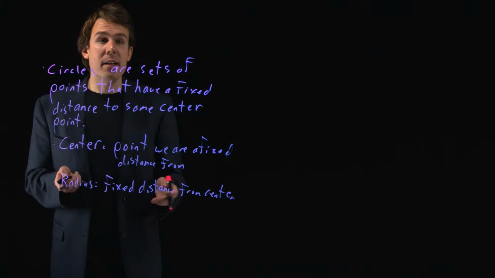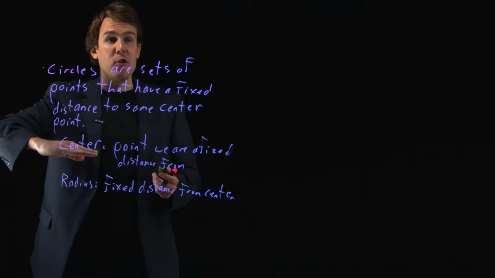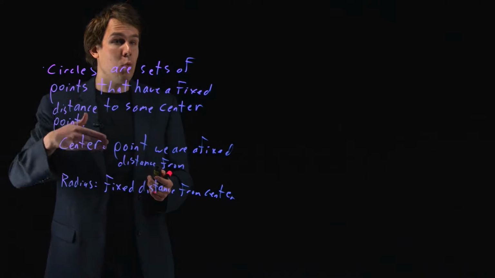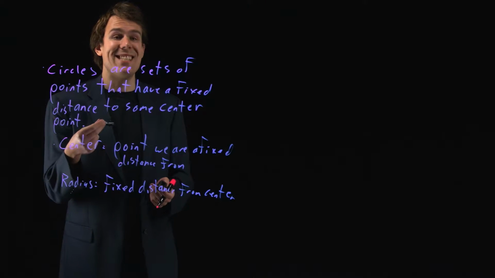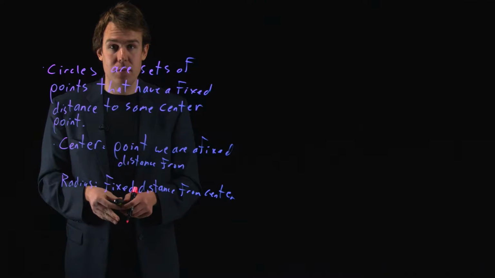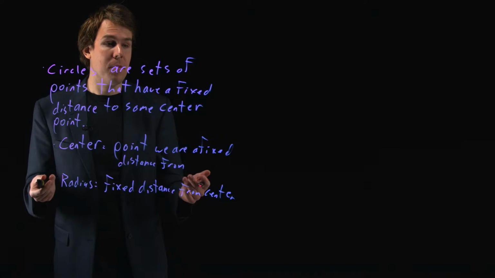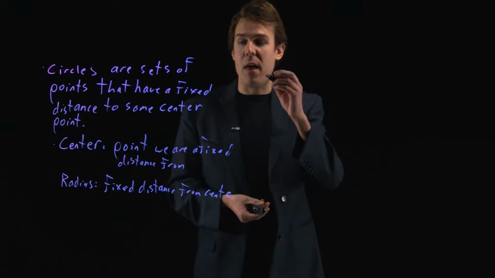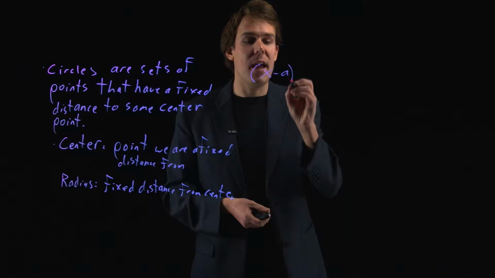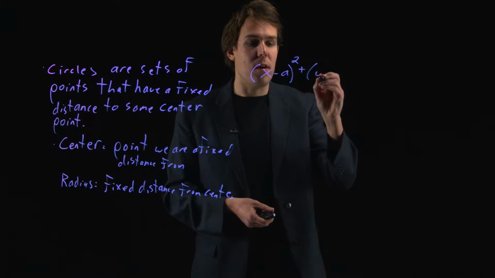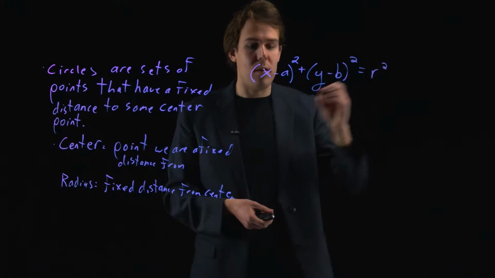So to write the equation for a circle, I should give you two pieces of information. I should give you what the center is, that is, what point am I a fixed distance from, and I should also tell you what that distance is. I should tell you the radius. So what does the general formula for a circle look like? Well, it looks something like the following. I'll write it as (x - a)^2 + (y - b)^2 = r^2.